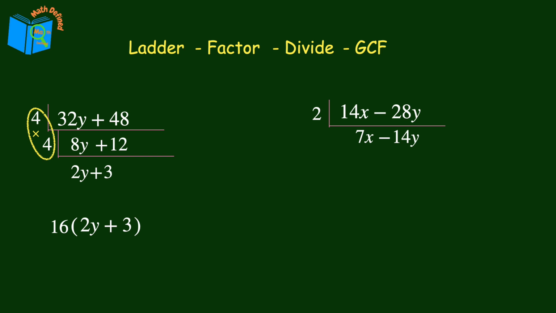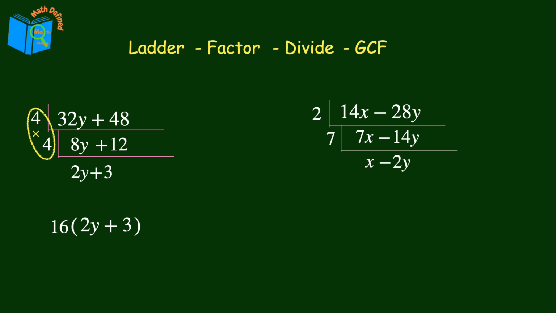I see that these two terms share another factor, so we need to repeat the process again. This time, I see that they share a 7. And 7x divided by 7 is just x, and negative 14y divided by 7 is negative 2y.